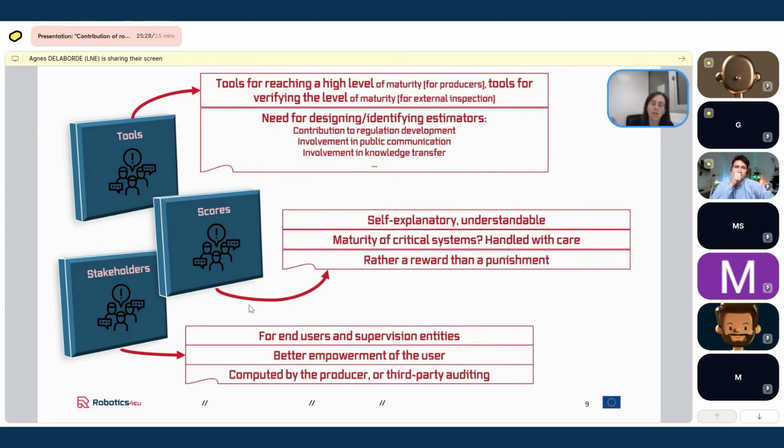Also, the participants highlighted that this score must allow a better empowerment of the user. So the user is not only passive and subject to the robot's activities, he can also be active in some way by being able to assess, communicate and react in front of the maturity score of a robot.